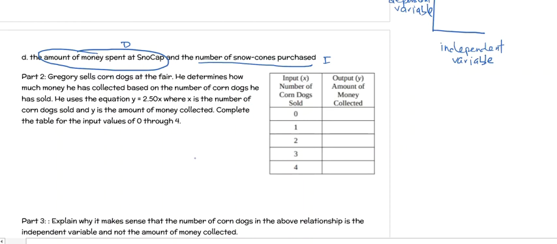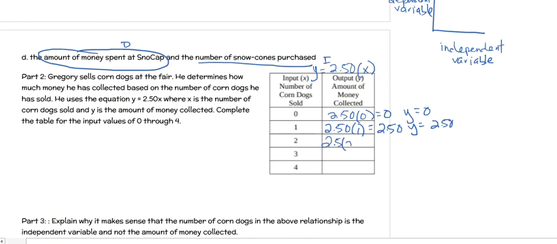And we've done tables before. Now what's happening is that the input is going to be your x and the output is going to be your y. So this is why it becomes two variables. So our equation is y is equal to 2.50x. So that's what you're going to do. Your x is 0, so it's going to be 2.50 times 0, which gives you 0. So y is 0. And the same thing now, you have 1. 2.50 times 1 is equal to 2.50, so y is 2.50.